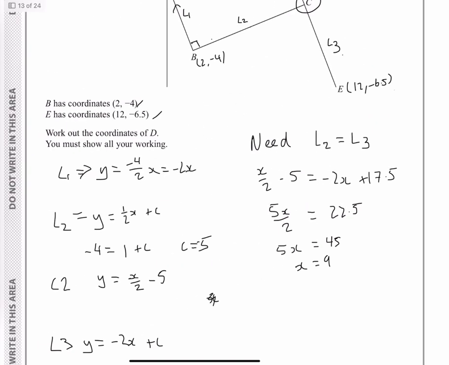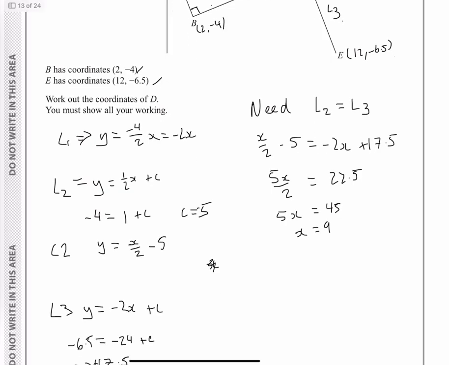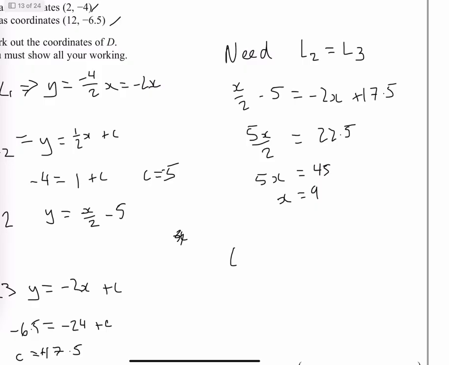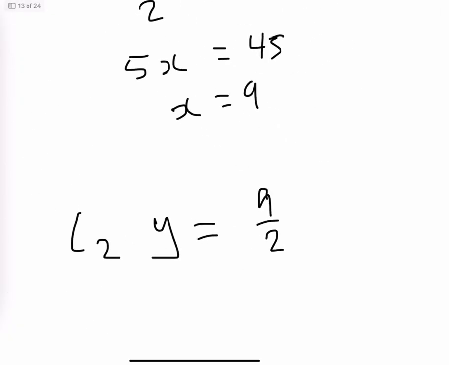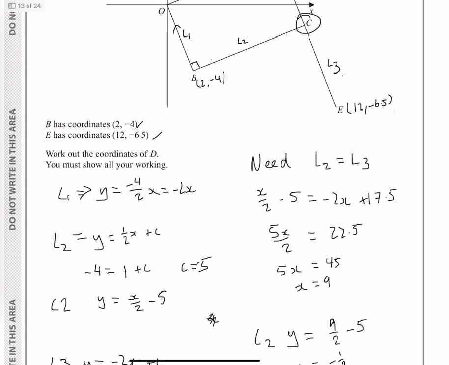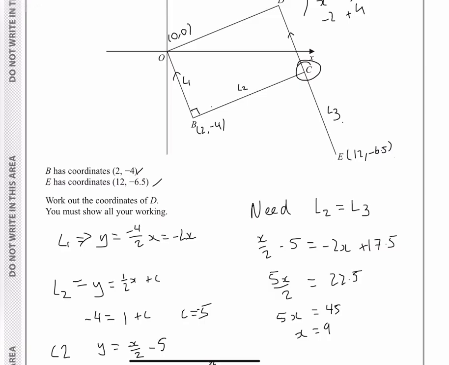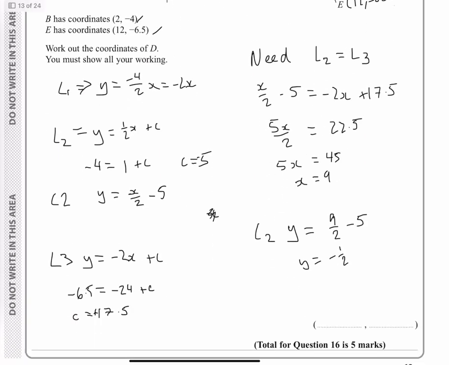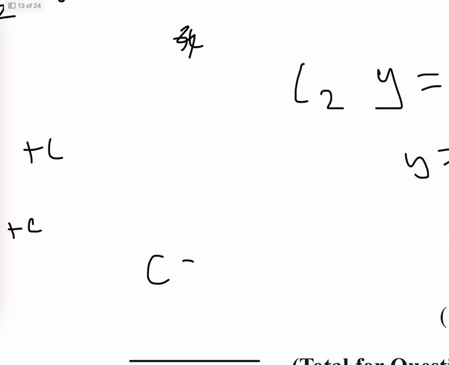Well, this is, again, on both of these lines. What line's simpler to use? Probably L2 here. So L2, y equals 9 over 2 minus 5. y equals -1/2. Look at the graph. Does that make sense? Yeah, it would make sense for it to be below the origin. So we have C equals 9, minus 1/2.